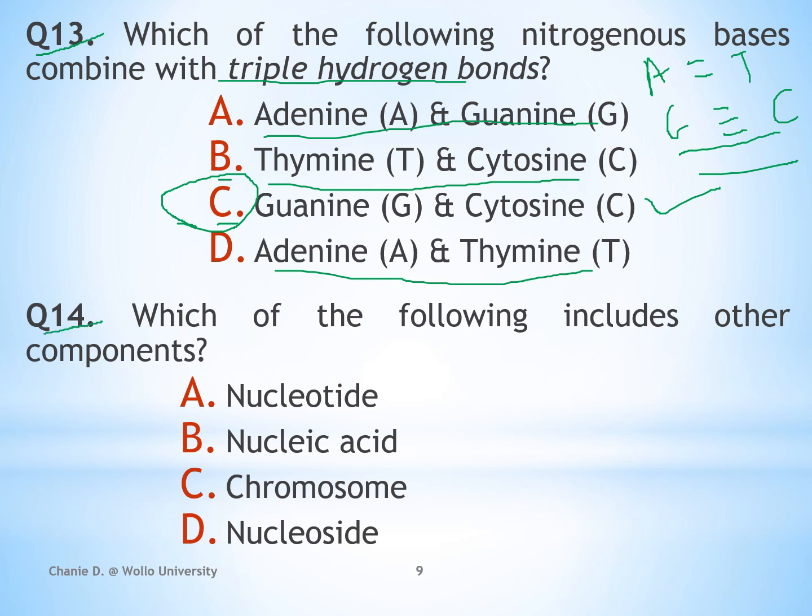Question number 14. Which of the following includes other components? In these questions, it is simply to recall the chemical composition of biomolecules. There are atoms or chemical elements which are used to build up the monomers, that is, the micromolecules. Those micromolecules build macromolecules like protein, lipid, nucleic acid, and carbohydrates. Those macromolecules are the important components of the cell.